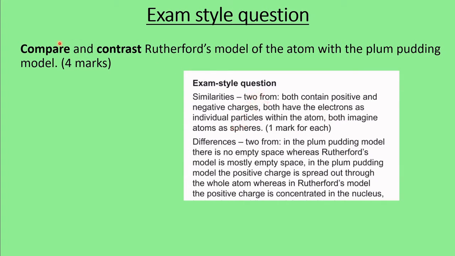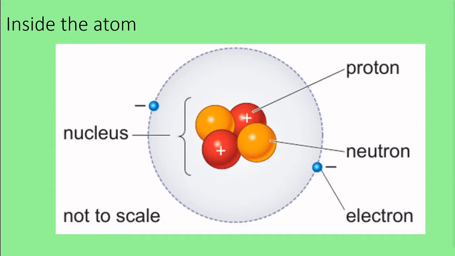For this question, you had to give 2 similarities and 2 differences. For the differences, 2 from: in the plum pudding model, there is no empty space, whereas Rutherford's model is mostly empty space. You get a mark for saying that. In the plum pudding model, the positive charge is spread out throughout the whole atom, whereas in Rutherford's model, the positive charge is concentrated in the nucleus. So you get 2 marks for the similarities and 2 marks for the differences, which gives you your 4 marks.